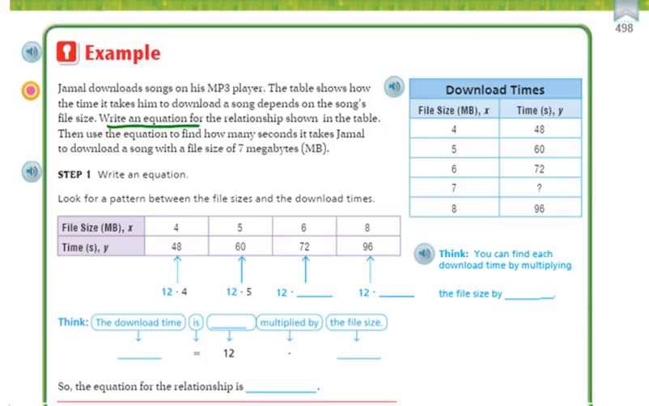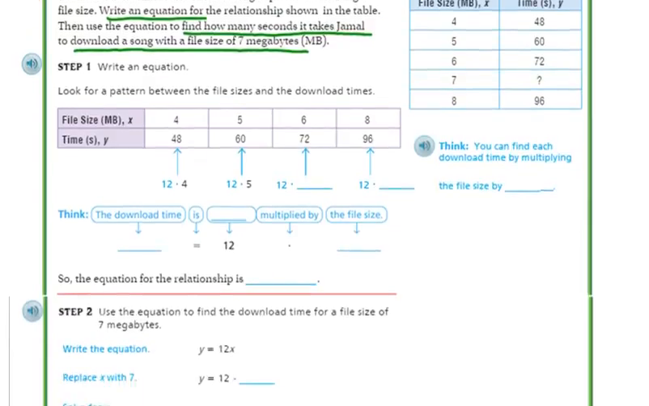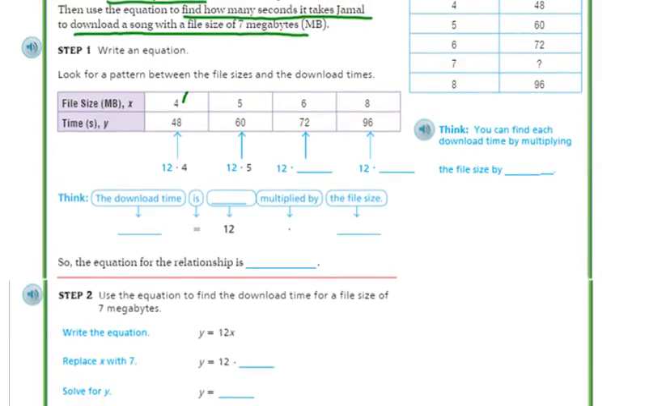Write an equation for the relationship shown in the table. Then use the equation to find how many seconds it takes Jamal to download a song with a file size of 7 megabytes. So here they helped us out a little bit. They're saying that every time you multiply this number up top by 12, you get y, you get your output. So 12 times 6 gives you 72, and 12 times 8 would give you 96.